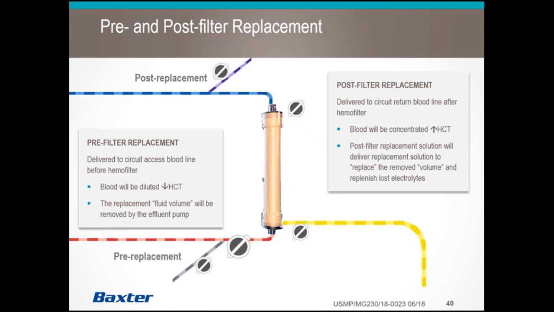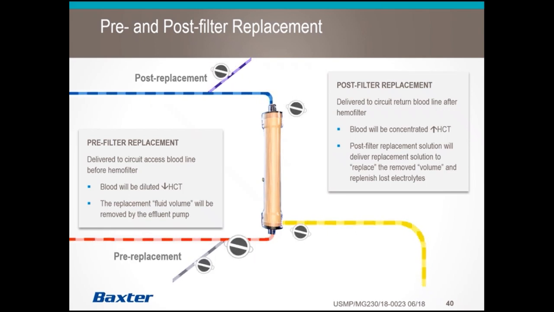filter. The benefit of pre-filter replacement is that the fluid going into the patient's bloodstream dilutes the blood, helps to decrease the hematocrit, and helps to increase that convective force. So by the time that the blood reaches the filter fiber, the hematocrit is diluted and the blood is diluted, and in some cases it can potentially help to minimize clotting issues with your patient. So that's one of the benefits of pre-filter replacement.